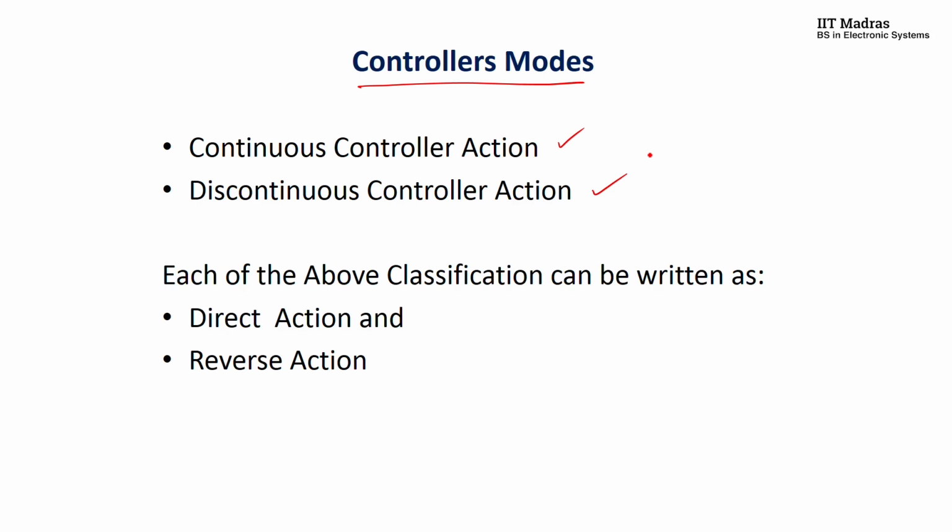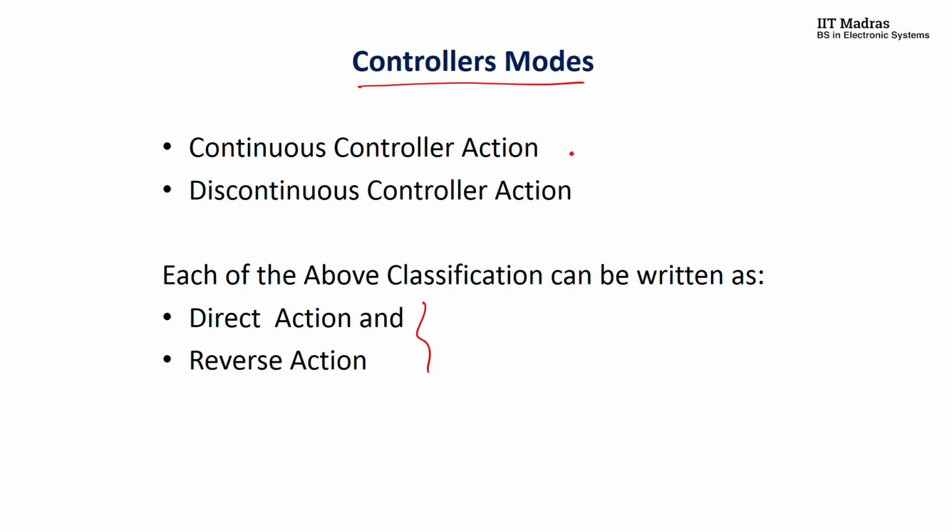You will see that for a range of errors there will be a control action. But for a continuous control action, you would see that for a given error there would be a corresponding control output.